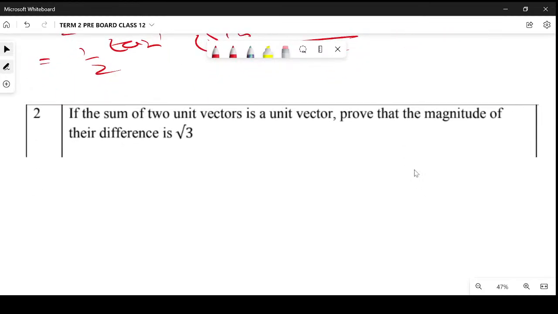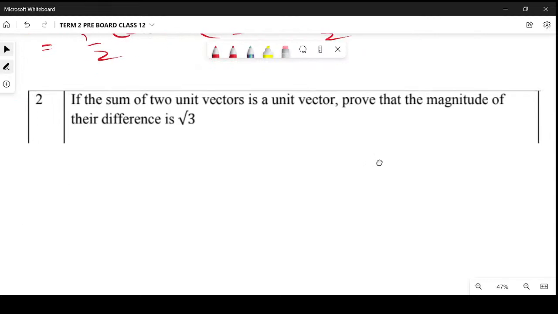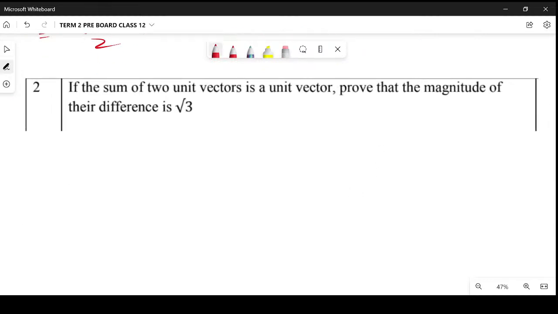If the sum of two unit vectors is a unit vector, prove that the magnitude of their difference is root 3. They are given the sum of two unit vectors. The length is 1 unit.